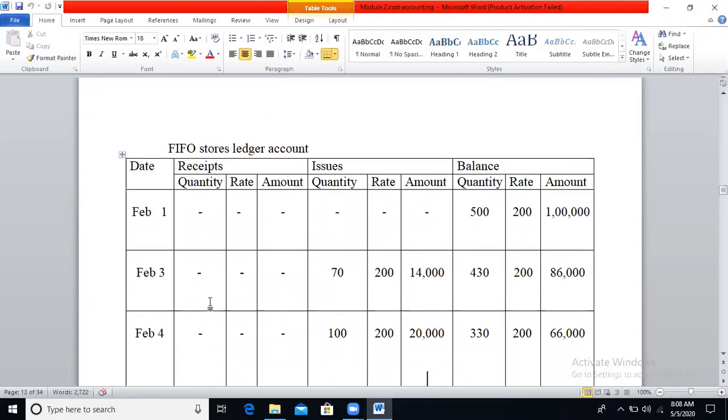So this is your FIFO stores ledger account: date, receipts, issues, and the balance. In the receipts, we have the quantity received, the rate, and the amount. Under issues and balance also, we have the quantities, the rate, and amount.